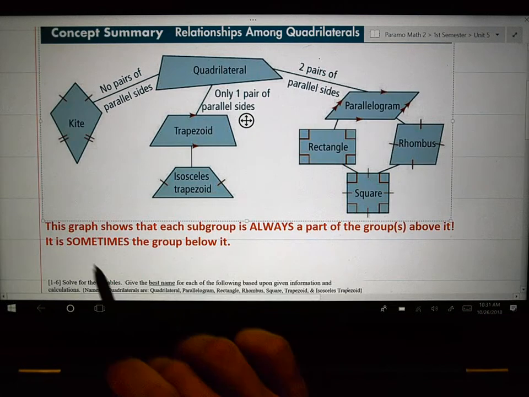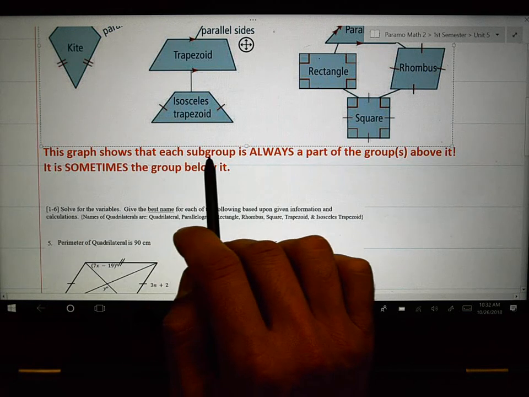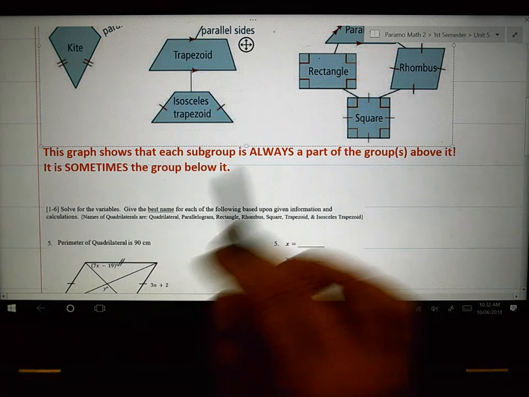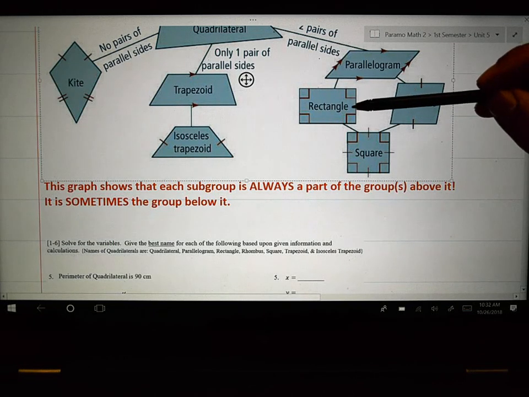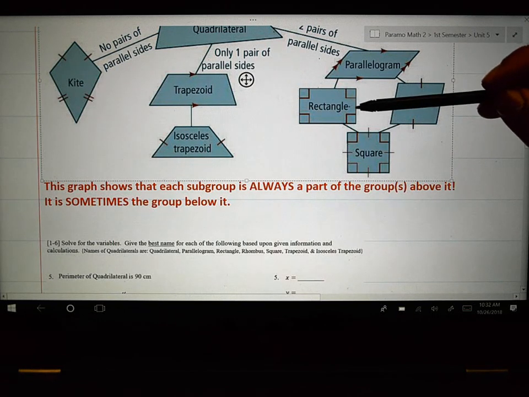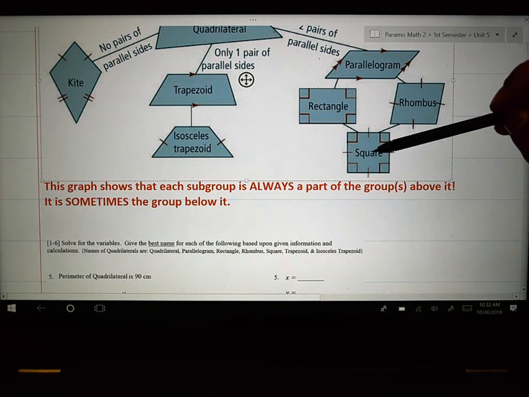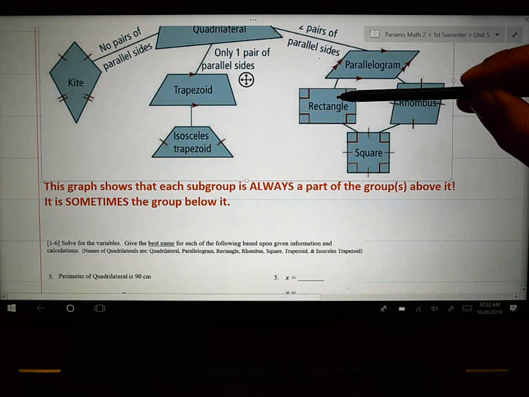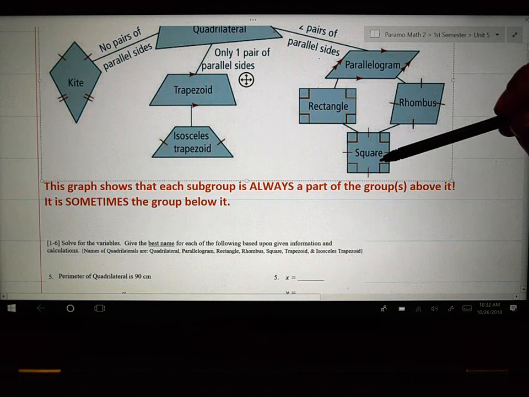A couple of things that I had you write down is this red line. This graph shows that each subgroup is always a part of the group above it. Meaning a square is always a rectangle, but a rectangle is not always a square. But a rectangle is sometimes a square. Since a rectangle is defined as a parallelogram with 4 right angles, squares have 4 right angles. If the 4 sides are also congruent, then it's a square. So sometimes it's below it.